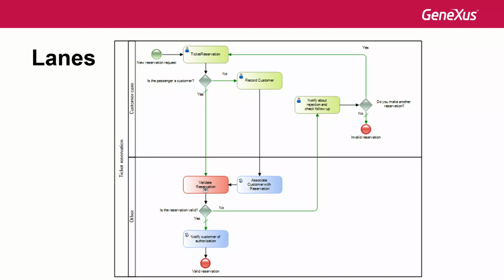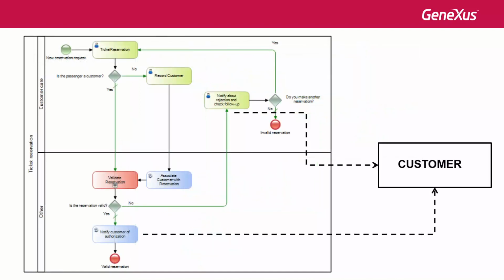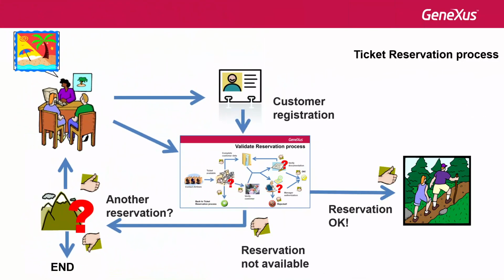It's worth pointing out that even though several process tasks interact with the customer, it's not part of the process. It's an external entity. This can be modeled using dotted lines to show interaction between the process and the customer. Now that the main process is modeled, we will model the validate reservation subprocess.